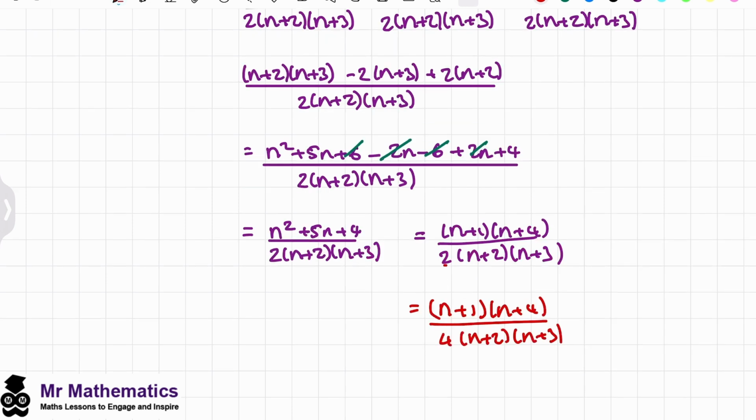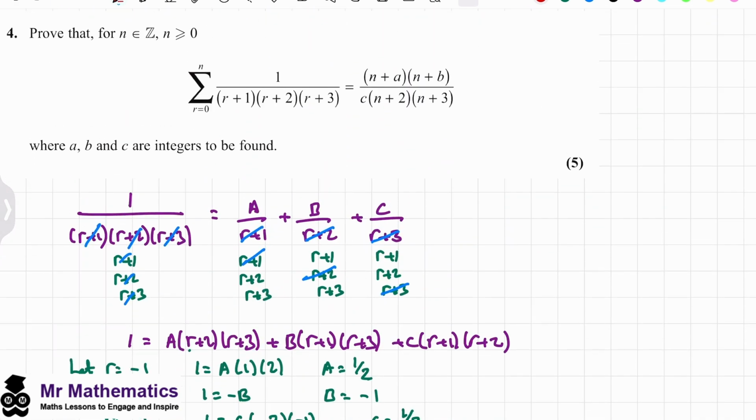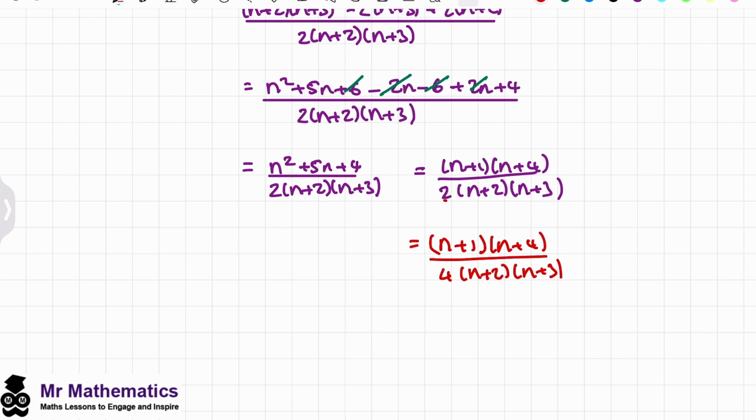So in terms of our initial question, we need to work out a, b, and c. Well, a will equal 1, b will equal 4, and c will be equal to 4 as well. Okay?